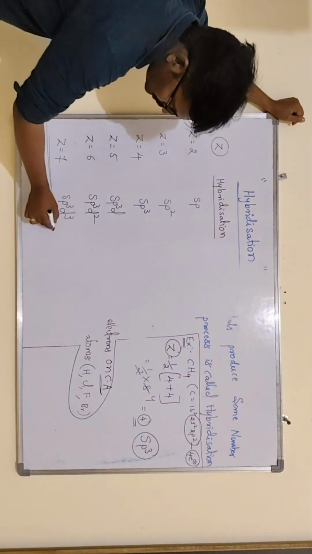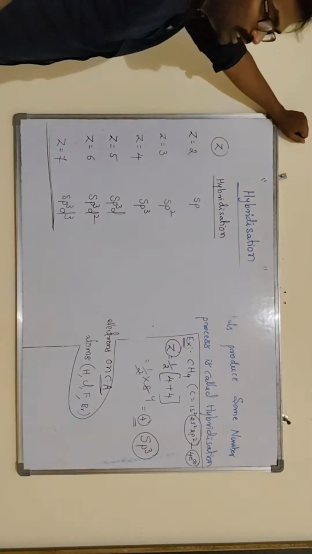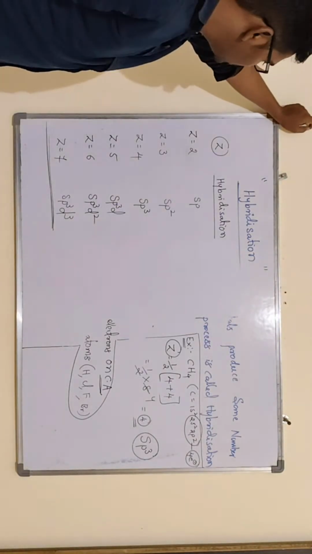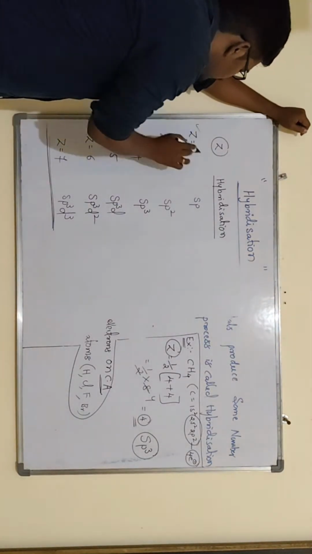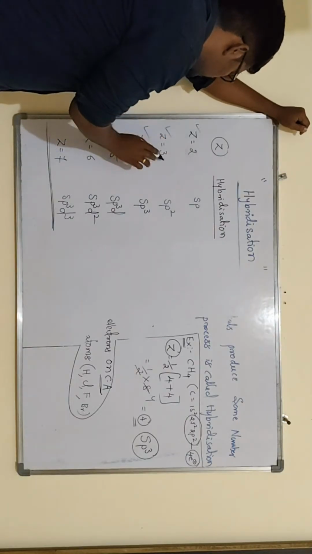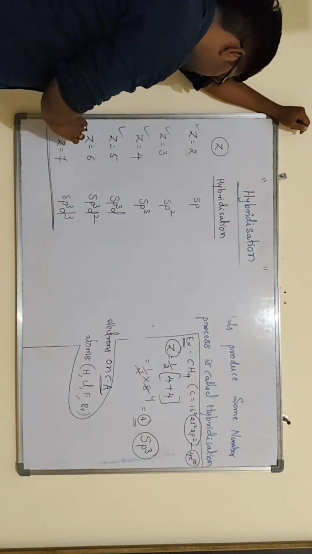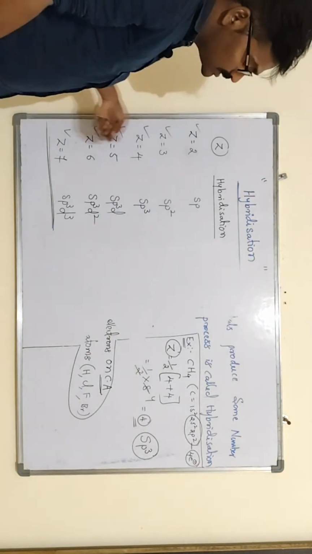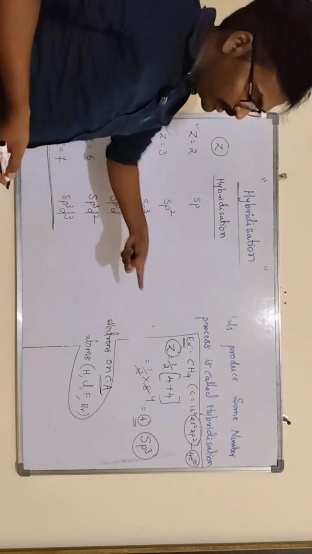So highest hybridization up to here, sp3d3 వరకు ఉంటుంది. సో దీన్ని మనం గుర్తుపెట్టుకోవాల్సి ఉంటుంది. ఓకే, క్లియర్? Z value 2 sp, 3 sp2, 4 sp3, 5 sp3d, 6 sp3d2, 7 sp3d3. So Z value ఇలా ఫైండ్ అవుట్ చేయాలని చెప్పాను.